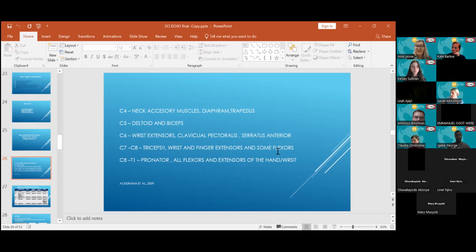Moving on to C7, C8, that's where we celebrate those triceps. That is incredible for our transfers, right? With triceps, you have elbow extension. And with that comes stability with sitting, because now they're able to lock out their elbows while seated at your bed or on the mat. So that becomes a huge plus in their functional status again.